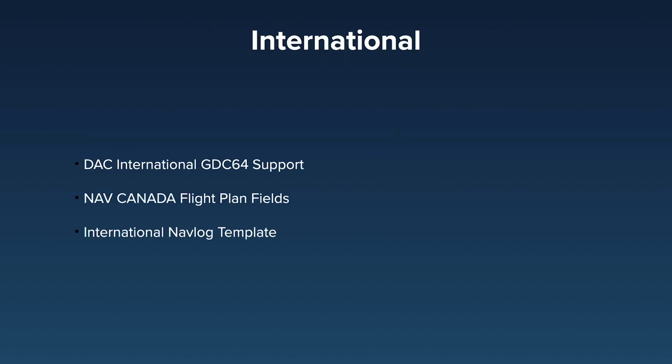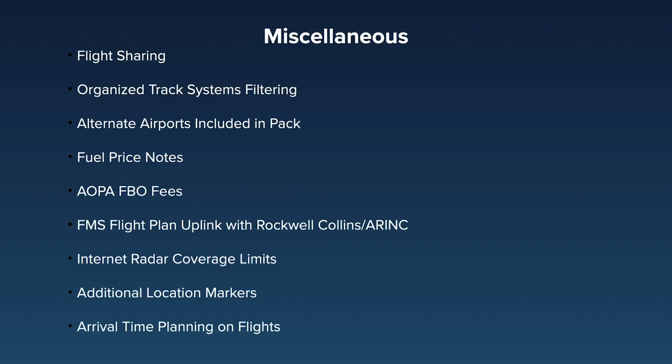For those of you that do international flying and filing, we've enhanced our support there, namely Nav Canada flight plan fields, and the international Navlog template has been created. And then a lot of miscellaneous items have been added in the last year. We have enhanced our flight sharing capability. We've organized the overseas track systems and allowed you to filter on direction and the type of tracks that you'd be following. Alternate airport selections are now included in PAC.